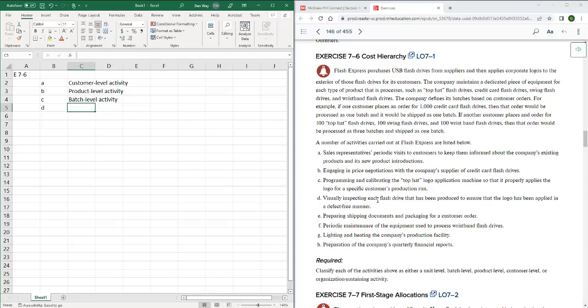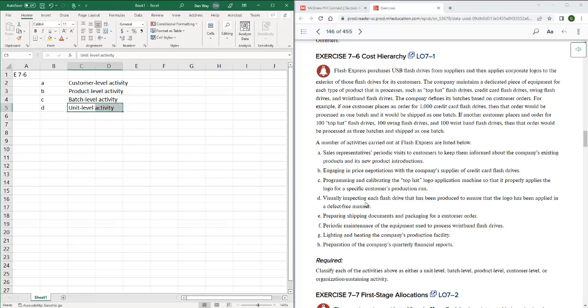D, we had visually inspecting each flash drive that has been produced to ensure that the logo has been applied in a defect-free manner. So some quality control here, making sure we don't ship ugly stuff to the customer where their logo is all messed up. A good clue for us in the early part of this sentence was "visually inspecting each flash drive." It means every single one that's made we're inspecting for this quality control. So because of that, it would be considered a unit level activity. We're doing it for every single unit that we make.